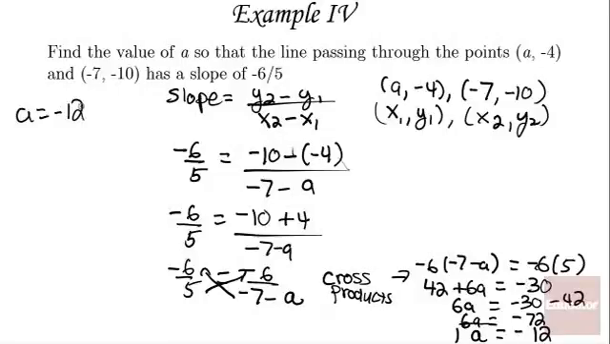So what I did is that I realized that I had all the elements of my slope formula except for x1, which is a. So I plugged in negative 6/5 as the slope, substituted in the other values that I had, and then when I got it simplified to this point, I realized that I could use cross products to solve the equation, and this is what I ended up with. From there, all I had to do is isolate the variable to determine that a is negative 12.